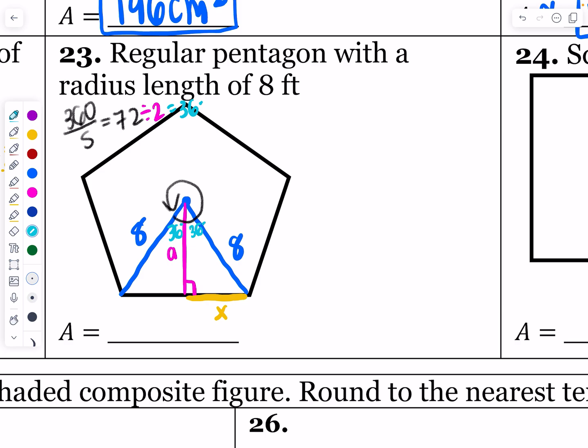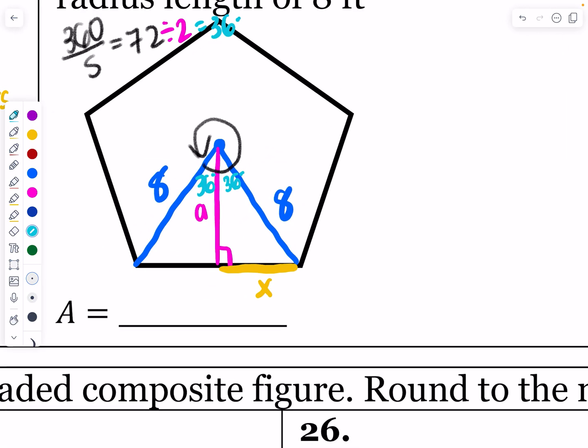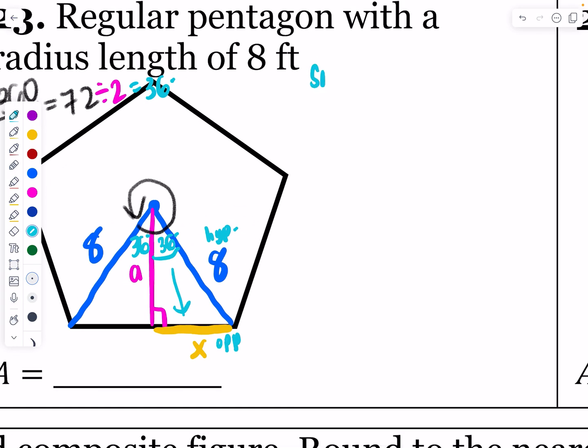So I'm going to have to use trig here. I'm going to have to use trig more than once. And so from this 36-degree angle, the x is going to be opposite. The 8 is going to be hypotenuse. And so I'm going to use sine. So that's going to be the sine of 36 degrees equals x over 8. So you're going to cross multiply. So x in yellow, that little piece, is going to be equal to 8 times the sine of 36.